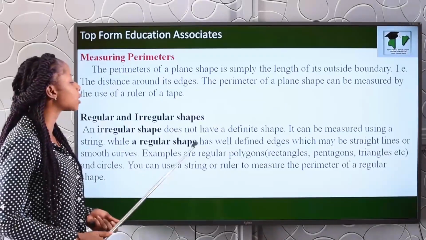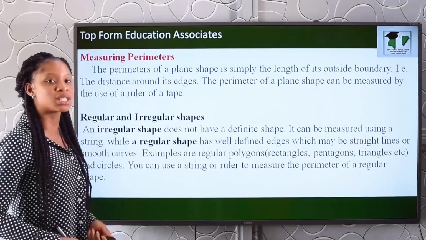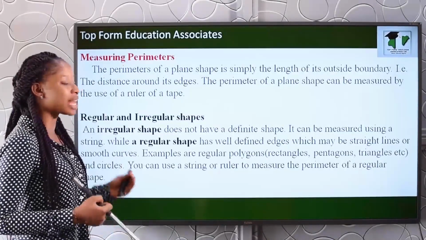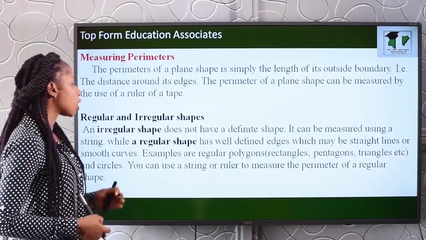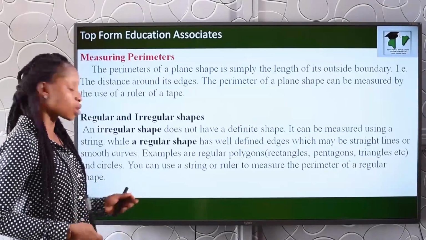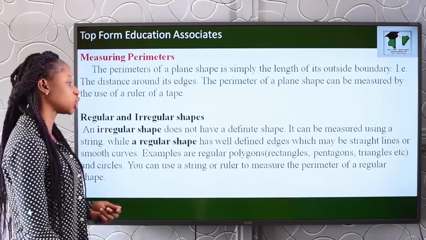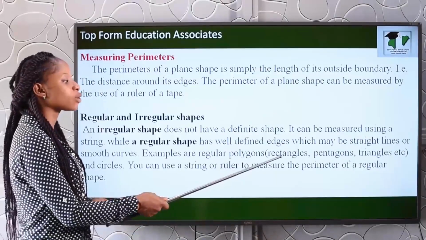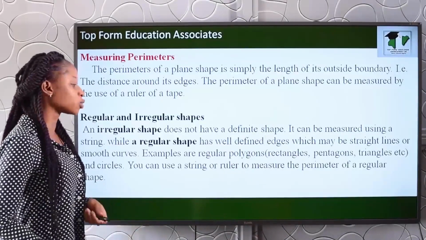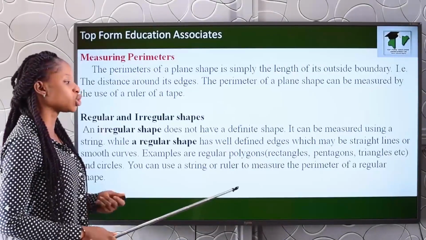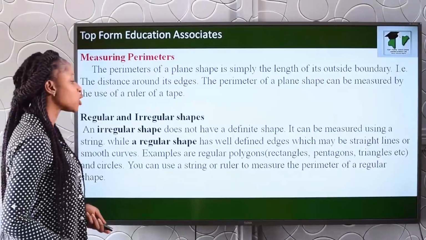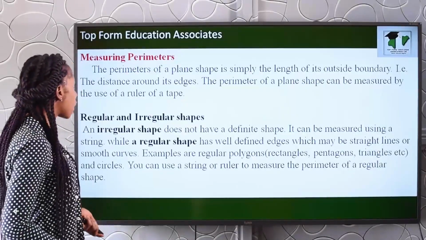While a regular shape, on the other hand, has well-defined edges. It has a well-defined structure or shape, and it can have edges as straight lines or smooth curves. Examples of regular shapes are normal polygons such as rectangles, pentagons, and triangles, or even circles. You can use a string or a ruler to measure the perimeter of a regular shape.